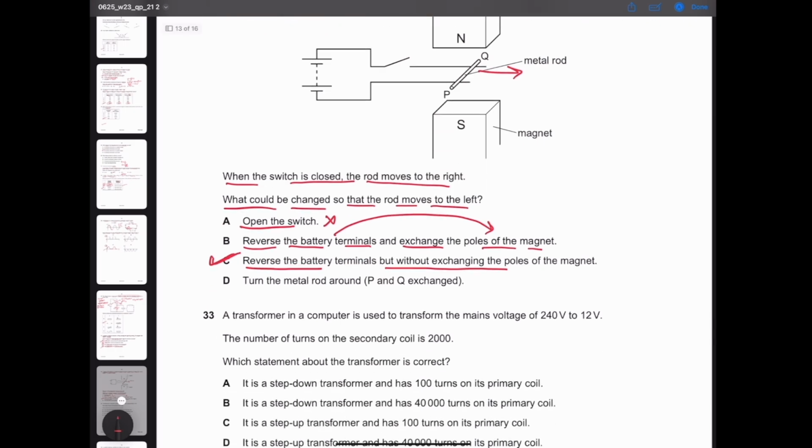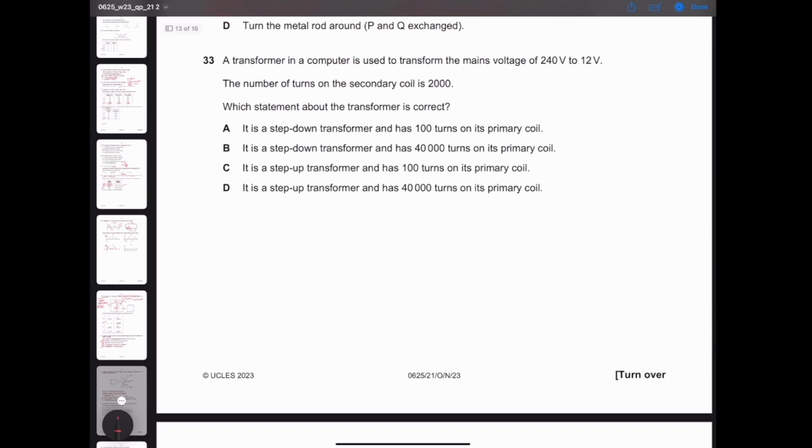Now, a transformer in a computer is used to transform the mains voltage. So we have the V1 and we have the V2 here. The number of turns in the secondary coil, so this is N2 here. Which statement about the transformer is correct? First of all, it is decreasing the voltage. So it should be a step-down transformer. C and D are out of the options.